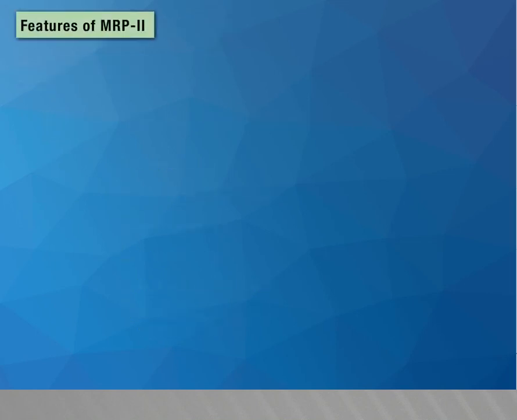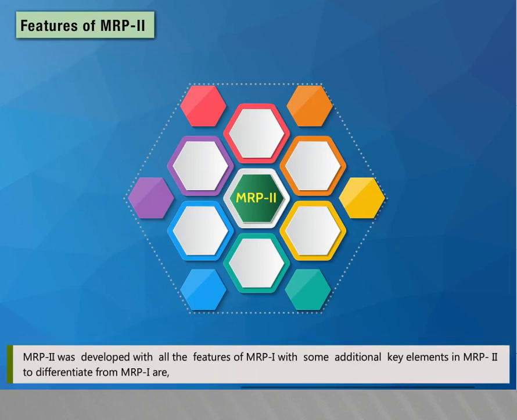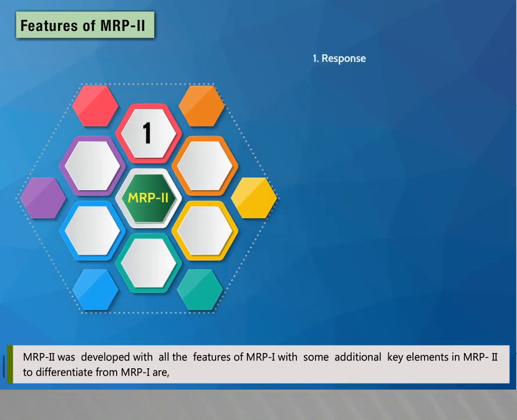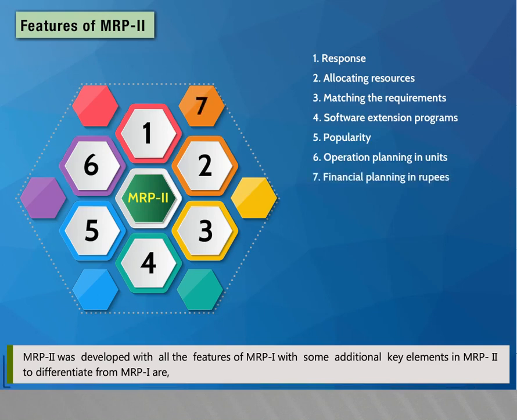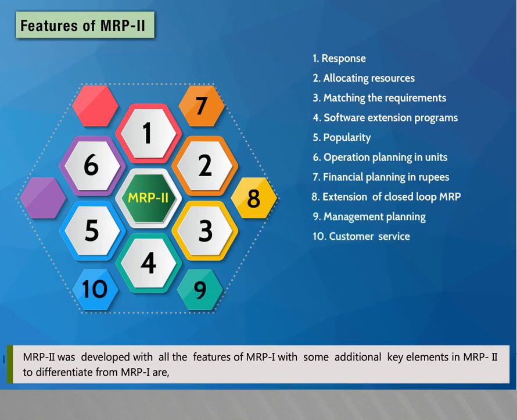Features of MRP-II. MRP-II was developed with all the features of MRP-I, with some additional key elements to differentiate it from MRP-I. They are: response, allocating resources, matching the requirements, software extension programs, popularity, operation planning in units, financial planning in rupees, extension of closed-loop MRP, management planning, customer service, processes planning, business functions.